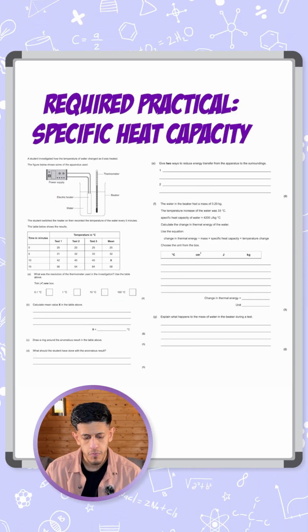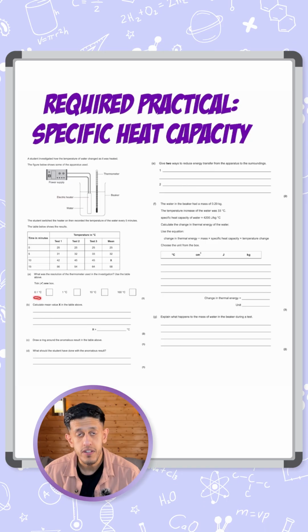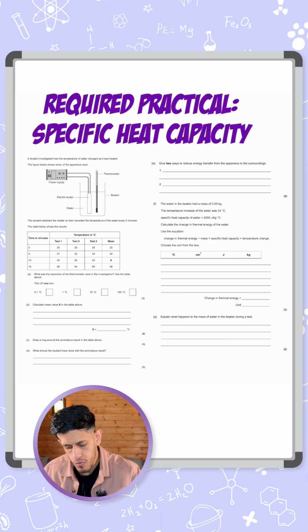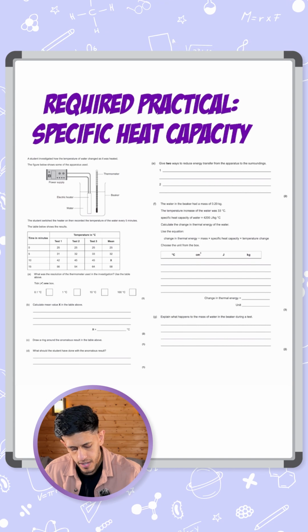Each of these measurements is saying either 0.1 degrees, 1 degree, 10 or 100 degrees. So the smallest increment we can see is not quite 0.1. You don't see any decimals there, so it's just whole numbers. Therefore, the smallest increment, and therefore the resolution, is 1 degree C.